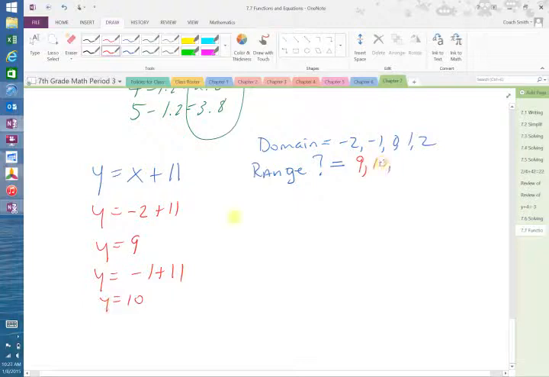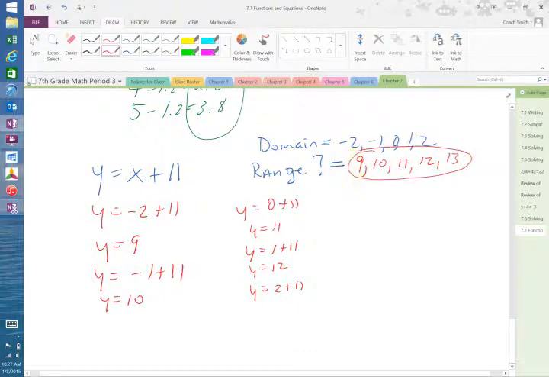Then they want you to plug in y is equal to 0 plus 11, which is 11. Now they want you to plug in y is equal to 1 plus 11, which is 12. And then y is equal to 2 plus 11, which is 13. So there's your range: 9, 10, 11, 12, and 13.